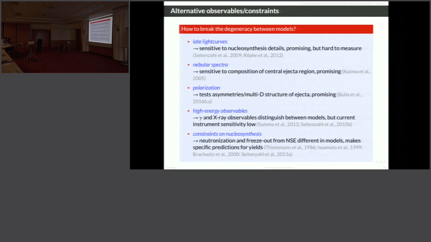Whereas in the sub-Chandrasekhar mass explosion, the central densities are not so high. We don't have strong electron captures, and therefore the material is not so neutronized. Then we have differences in the freeze-out from NSE, alpha-rich or normal freeze-out, and this actually makes specific predictions for the yields. And I want to at least give you this example in the last minutes. The constraints on nucleosynthesis from different explosion models directly translate to predictions for the light curves, late light curves that are actually sensitive to nucleosynthesis effects.